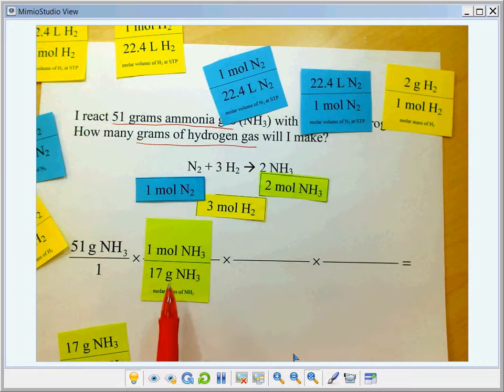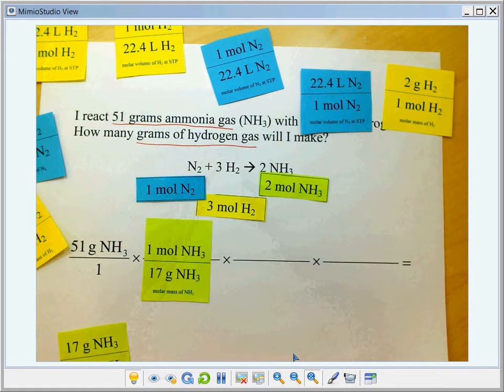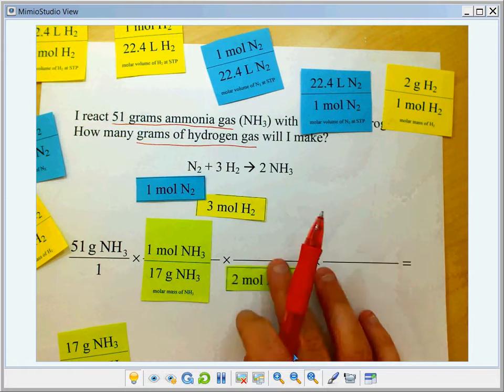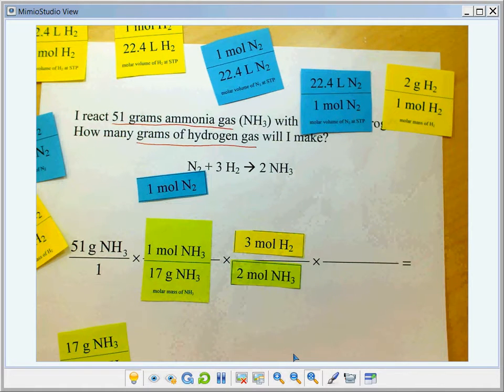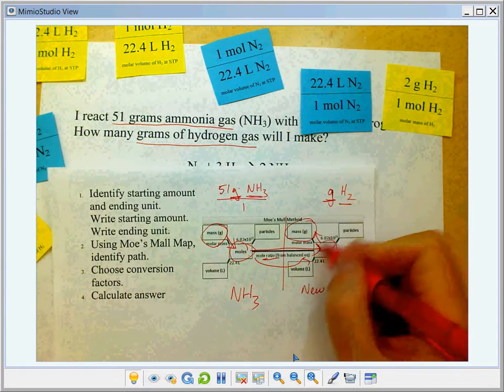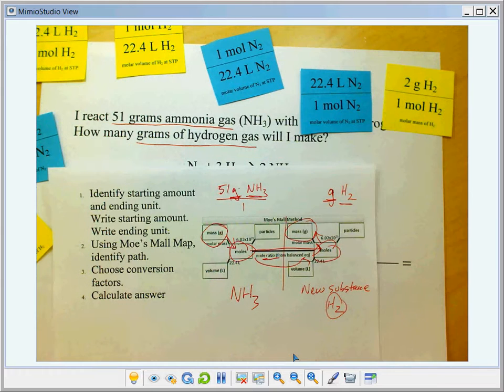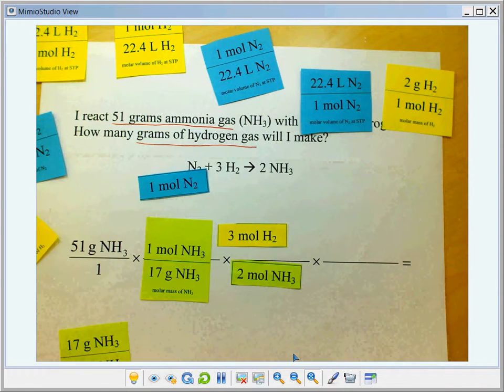So the purpose of doing this next conversion is going to be to go from moles of NH3 to moles of the final answer, and that would be hydrogen. So I want to cancel NH3 on the bottom, and I want to go to H2 on the top. All right, if we finished the problem right now, we would be in moles of H2. Notice our new substance. We got to do that last step to get to grams of H2.